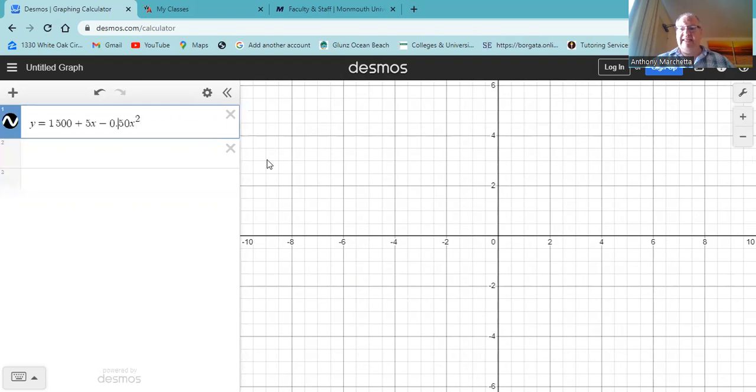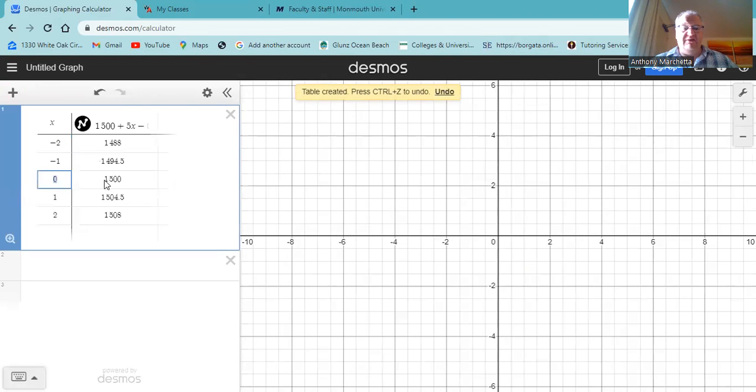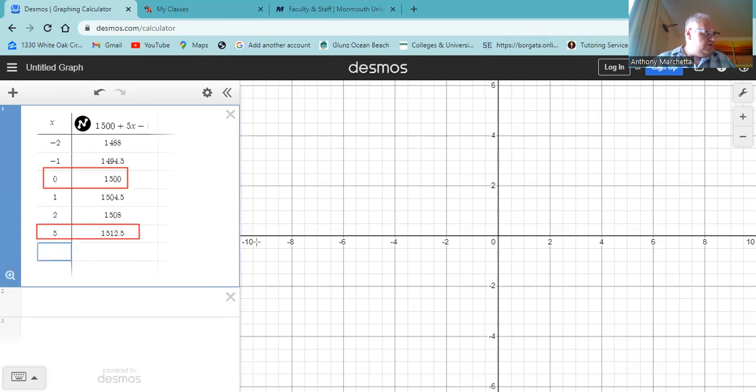Now I'm going to take that function and turn it into a table with the gear and click the table. Can you please tell me the value at 0? Here it is, 1500. Can you please tell me the value at 5? There it is, 1512.5. This information right here is what you need to figure out the average rate of change. These are the 2 points, and we're going to act like those 2 points are on a straight line where we're finding the slope: (0, 1500) and (5, 1512.5).